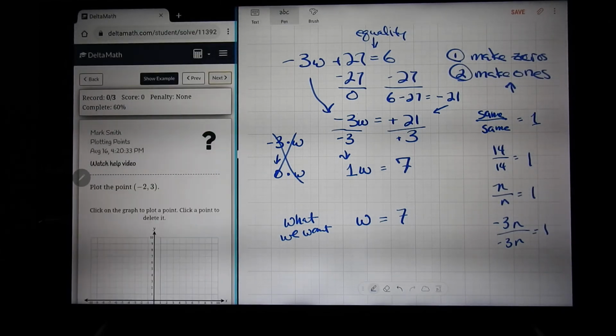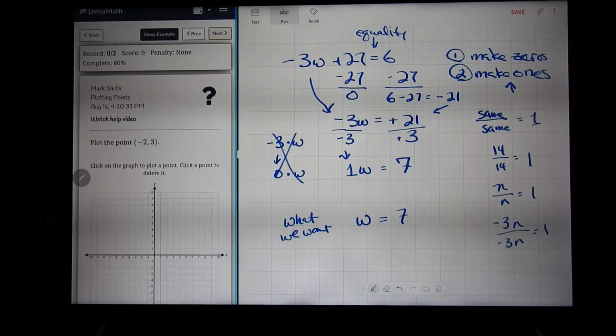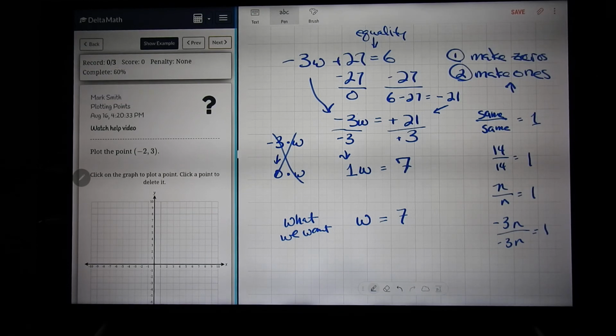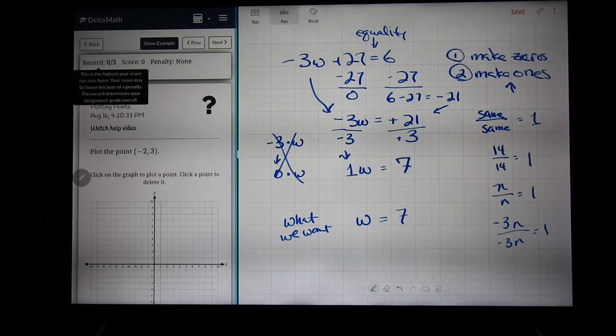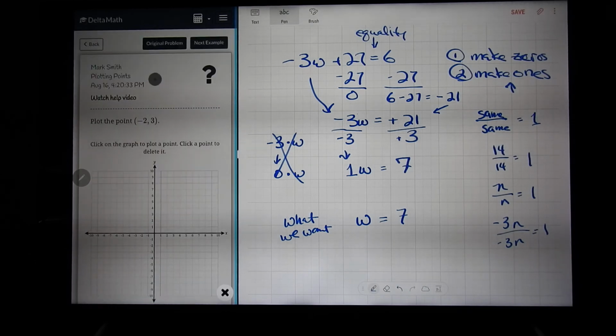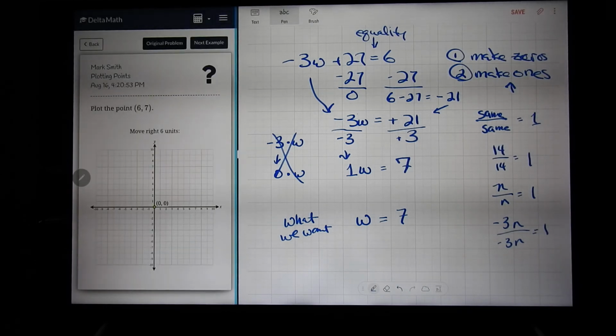All right, and now we have a few problems. Now, this says record is 0 out of 3. Okay, so I need to do 3 of these. All right, so up here, I need to do 3 of these. Notice this also says show example. So if you have example, it's going to show you how to do this. Okay, so I go to 6.